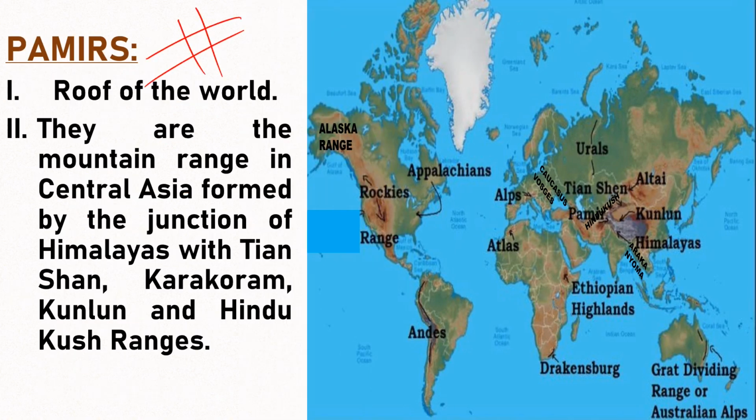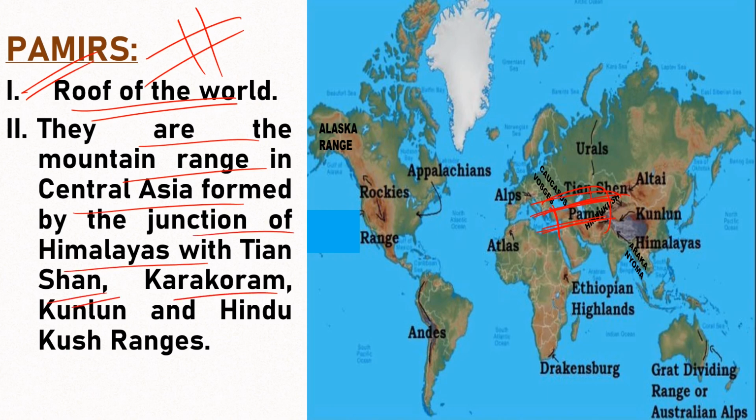Pamirs, the Pamir Plateau, you can see here in the map. This is a plateau kind of mountain range. It's usually referred to as the roof of the world because of the high altitude these Pamir mountains have. They are a mountain range in Central Asia. They are formed by the intersection of the Himalayas with the Tian Shan, Karakoram, Kunlun and Hindu Kush mountain ranges, which are located adjacent to the Pamir mountain range.